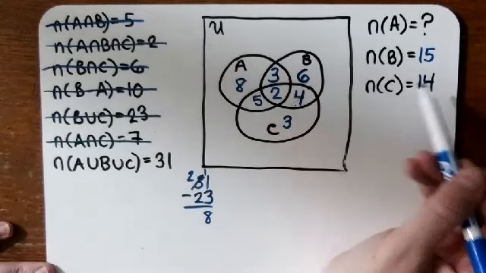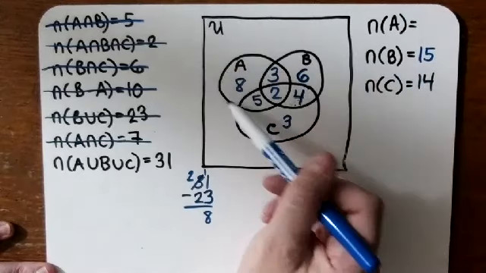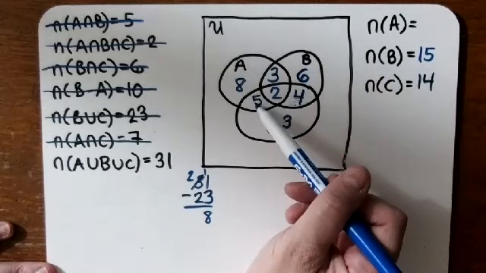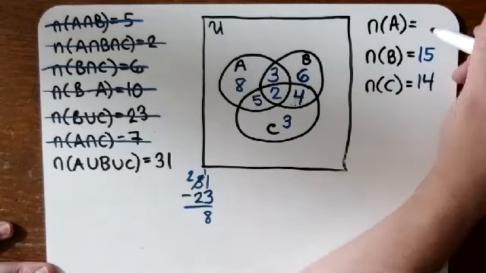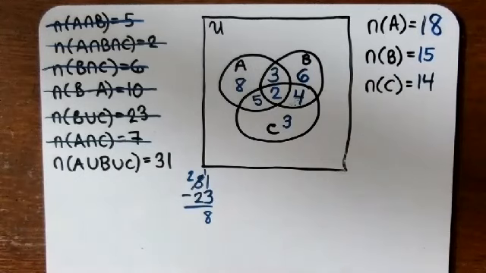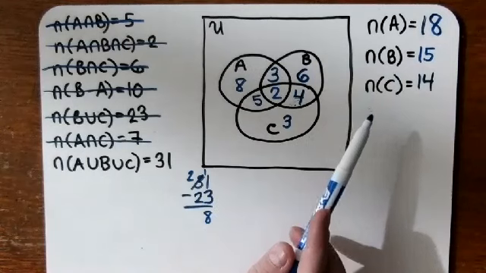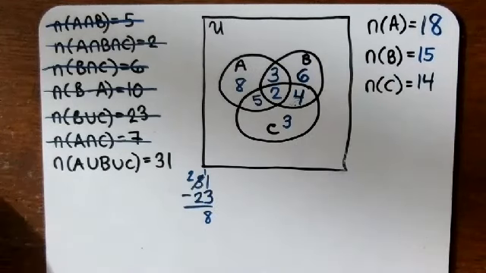Now we can sum the elements in A. The 4 regions of A sum to 10, 15, 16, 17, 18. Remember, when you get your Venn diagram filled out, there's always questions about total. In this one, total elements in A, total elements in B, and total elements in C.